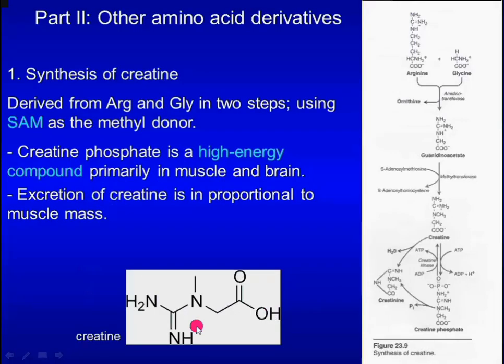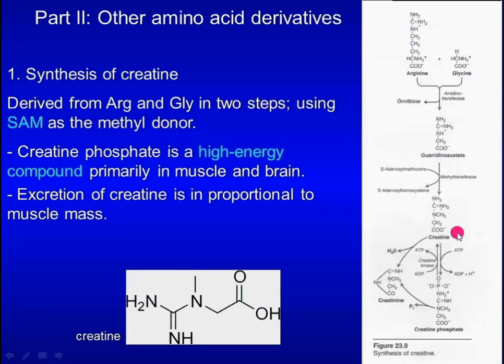This is creatine. It is derived from arginine and glycine in 2 steps. In the first step, guanidino group is transferred from arginine to glycine to form guanidinoacetate. In the second step, the nitrogen is methylated using SAM as the methyl donor. This gives rise to creatine.